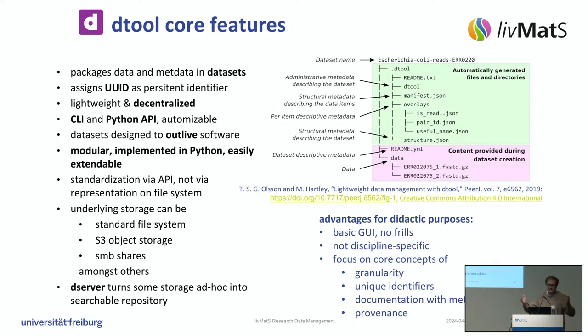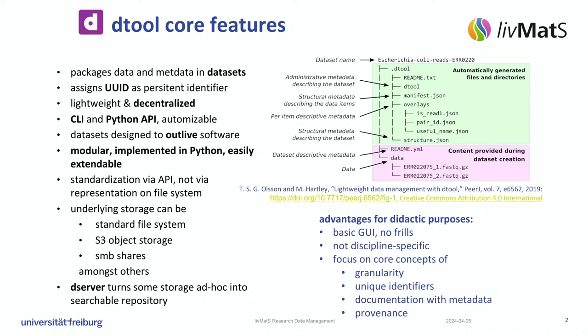It packages data and metadata together in datasets and assigns UUIDs as persistent identifiers. At its core, it's a Python library with a command line client, designed to outlive the software, so the datasets are meant to outlive the software. Very easily extendable. And one thing that is maybe a bit different is that there is no underlying dependency on Git. It's standardized via its API and can move these datasets around different storage infrastructure. And then there's another thing that we call the server, which is basically adding findability, when you think in terms of FAIR, to those datasets. It launches an ad hoc repository on some random storage infrastructure where a few of those datasets are collected.